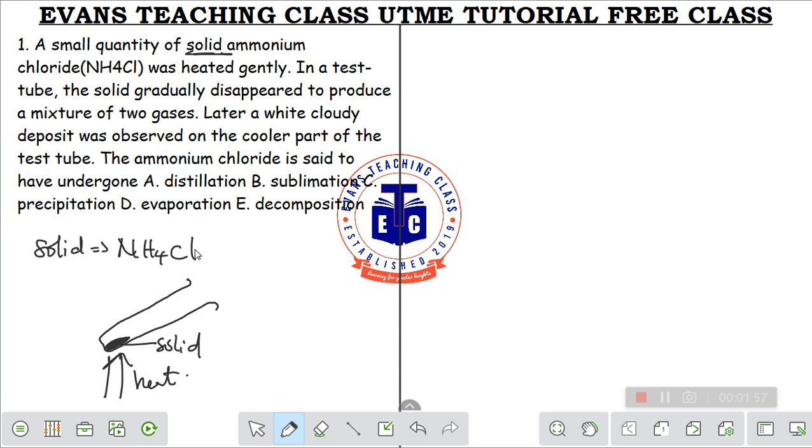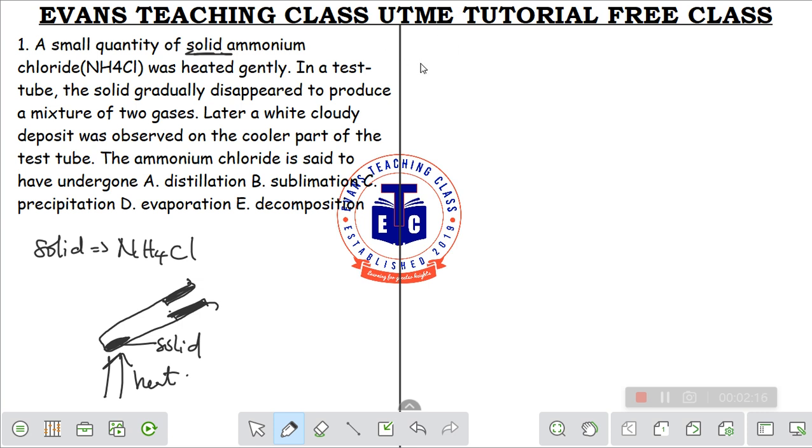So it now forms a mixture of two gases. Now, this is how to do this type of question. On the cooler part, so this is the cooler part of the test tube, there are going to be some mixture. So the mixture is going to be around this place. The cooler part, the white cloudy deposit will go and form on this place. I hope you understand what I'm saying.